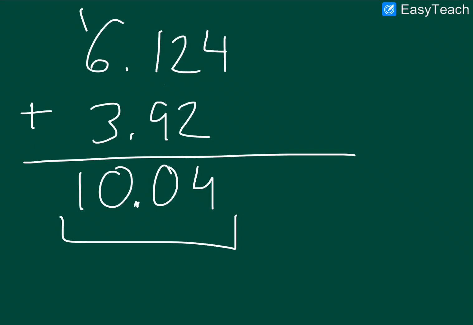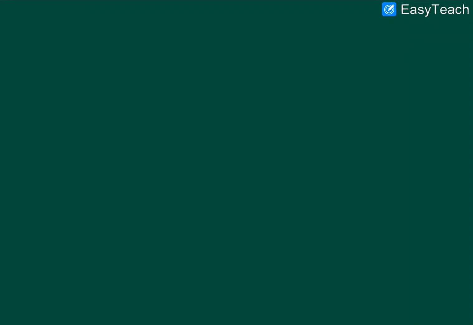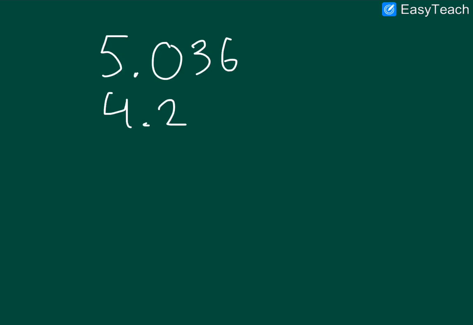So now let's go on to multiplying and dividing sig figs. So let's do 5.036 and 4.2, and okay, that's good. So you multiply them.